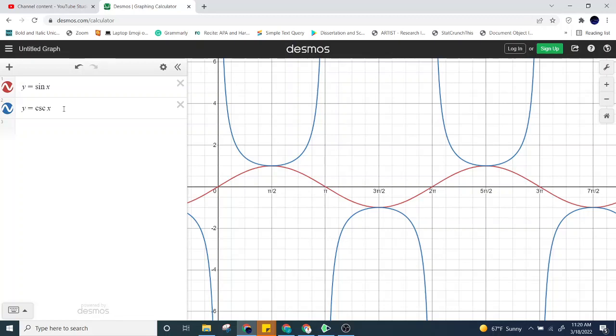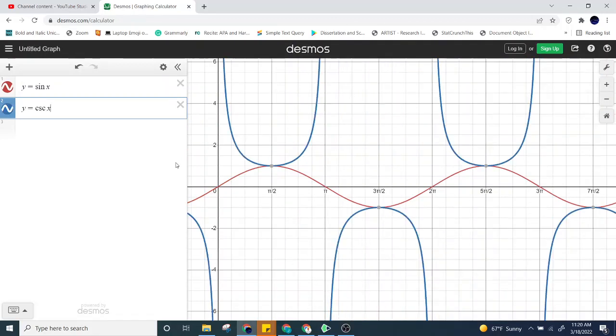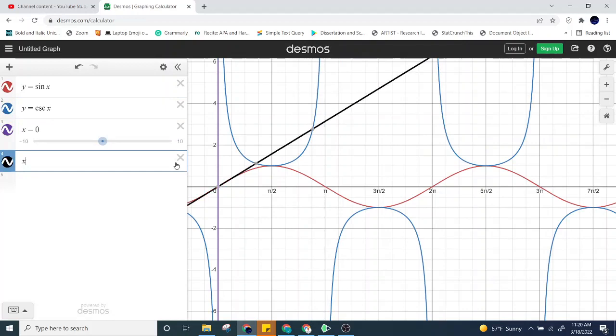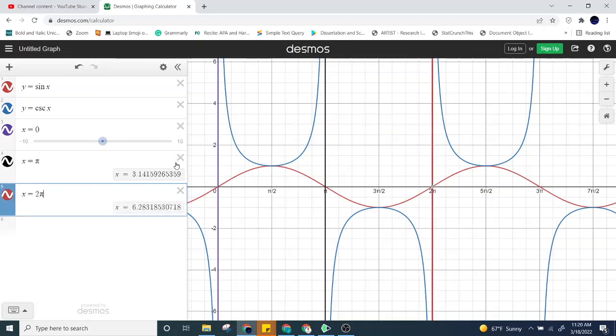And so for that reason, we would have vertical asymptotes at, let's draw them in, y equals 0. Oops, sorry, not y equals 0, x equals 0. Try that again. x equals 0. And then x equals pi would be the next one. And then x equals 2 pi, for example, would be the next one. So you would have vertical asymptotes wherever there were x-intercepts for the original sine function, okay? That's basically the gist of it.